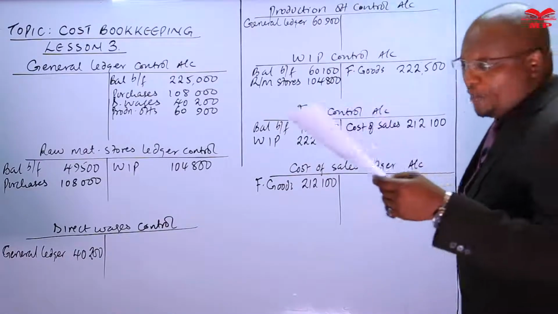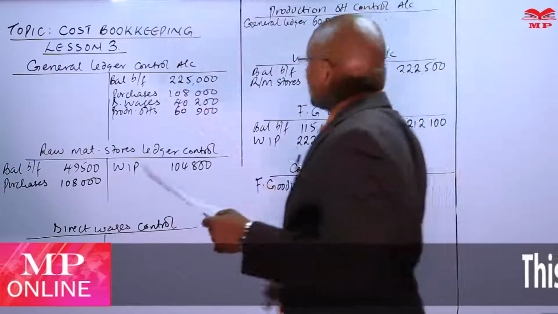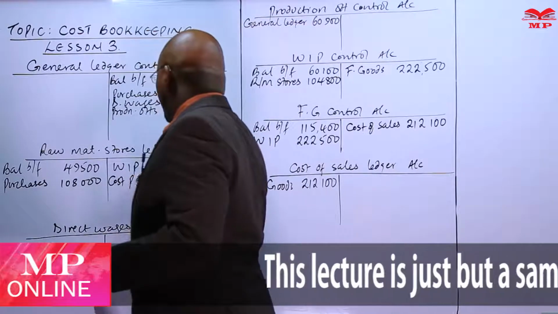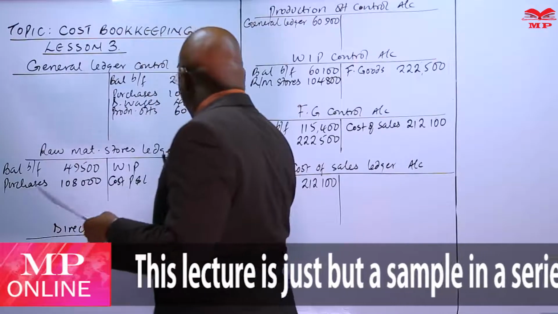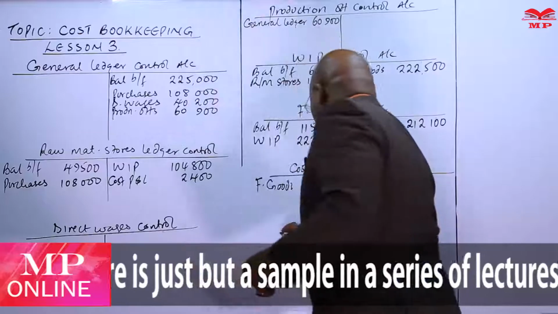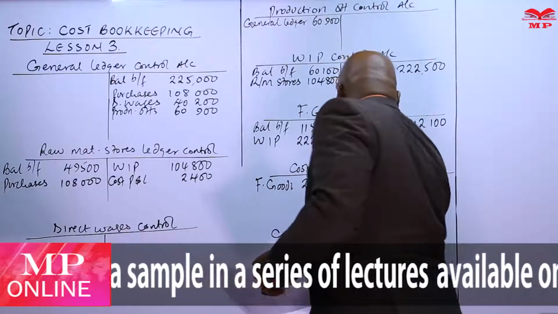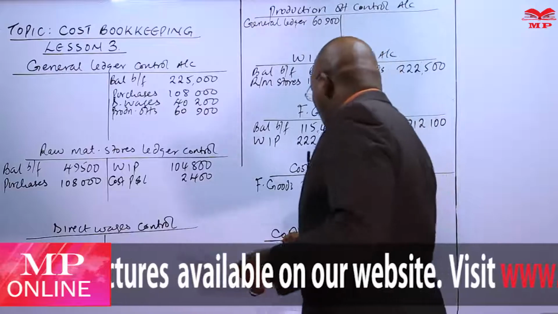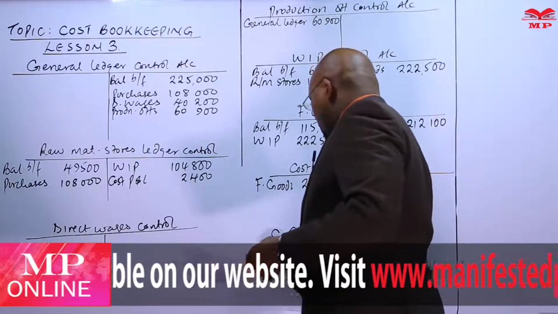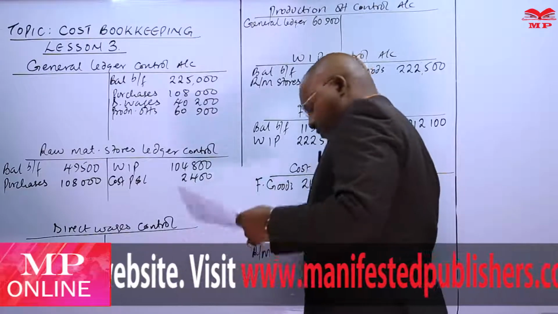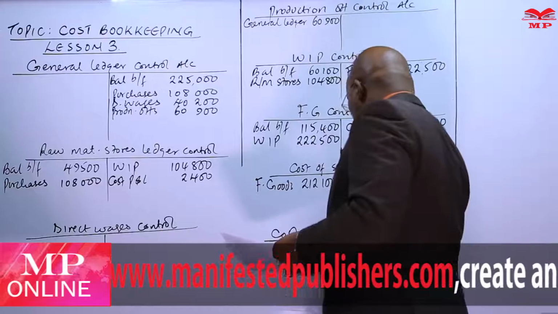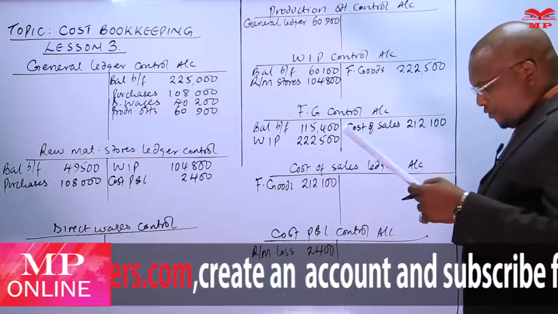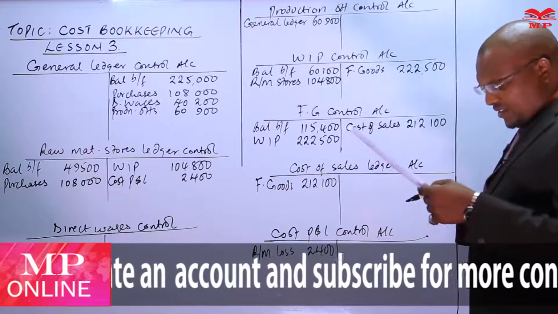Then you're told number 3, raw materials lost through floods amount to 2.4 million. So this one is a loss, and of course the double entry is from the raw materials. We have the cost P&L control account, so we have here the raw material loss, 2.4 million or 2,400. That's the double entry. Then the insurance claim for these raw materials is pending, and the claim was reflected in the cost accounts.